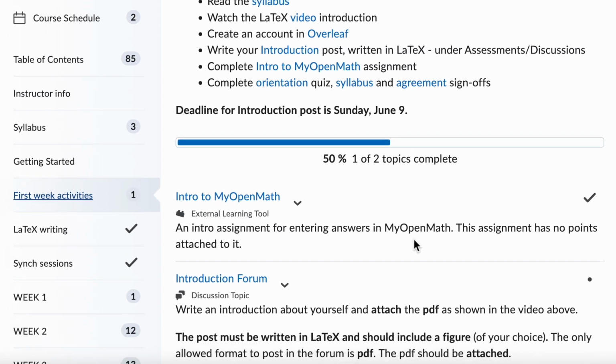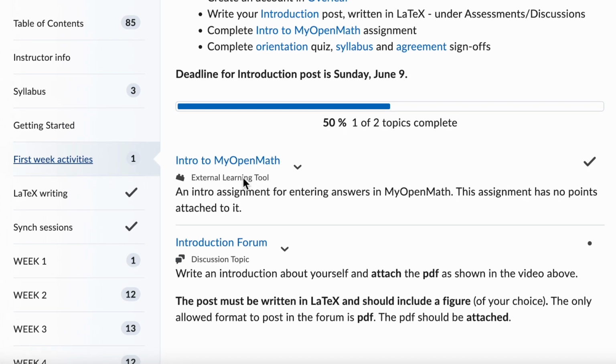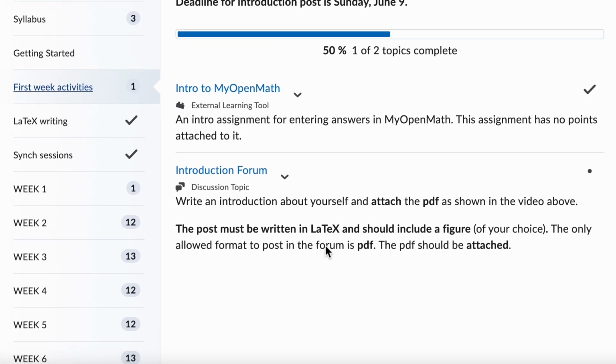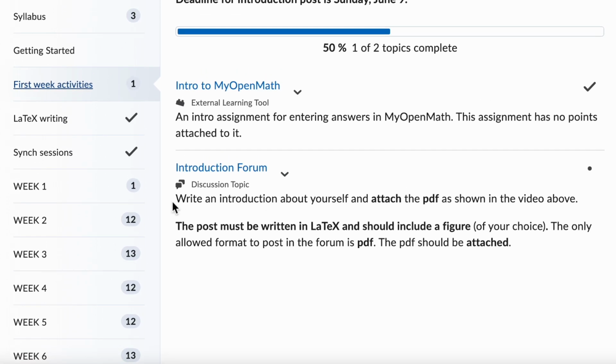The first week of the class, you have to take the introduction to MyOpenMaths just to see how to enter things in the software that we are going to use, and you have to also click here and enter your introduction form.